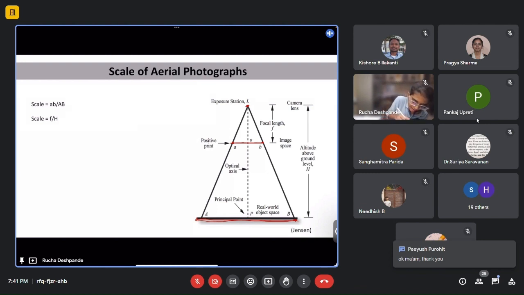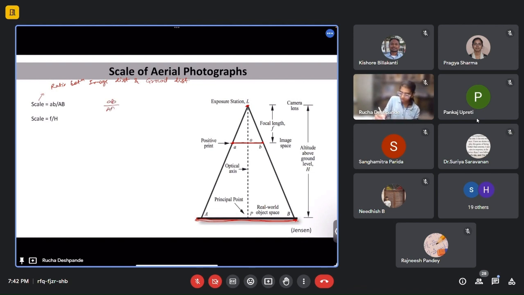Yeah, so the scale is the ratio between image distance and ground distance. So here in this photo, the scale of this photograph would be ab by AB, or it can be the focal length by altitude as well.